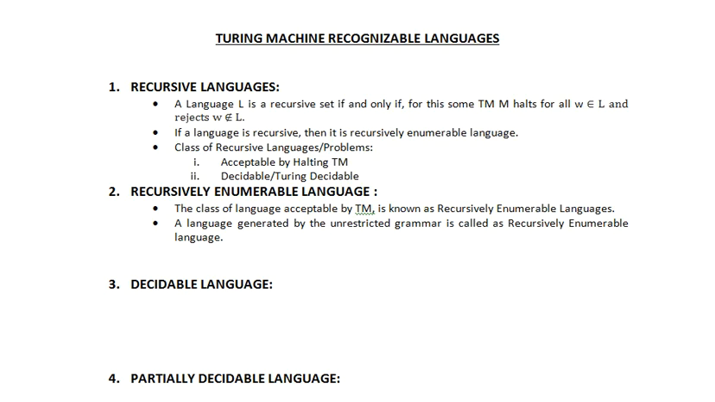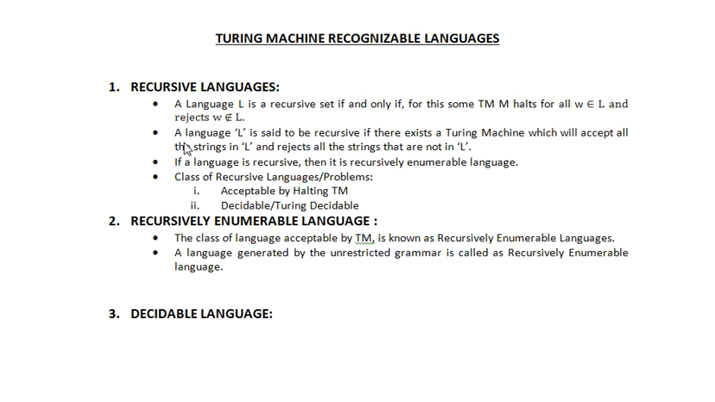I can also say that a language L is said to be recursive if there exists a Turing machine. Definitely, if there exists a language, there will always be a Turing machine corresponding to that language, which will accept all the strings in L and reject all the strings that are not in L. That is completely defined by taking a Turing machine M. Halts means it will stop executing as soon as all the strings belonging to that language are accepted, and rejects when those strings do not belong to that language.